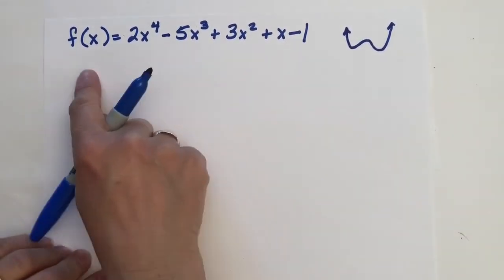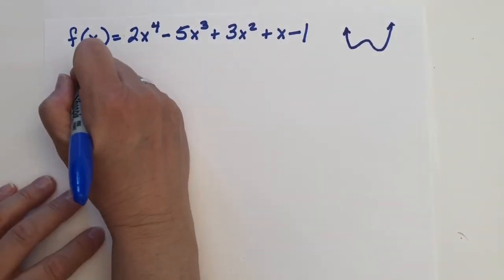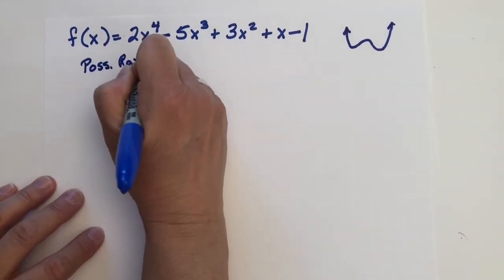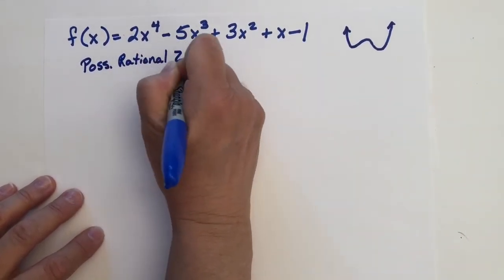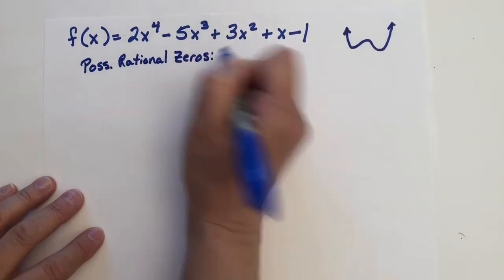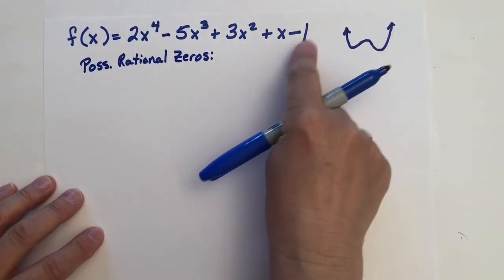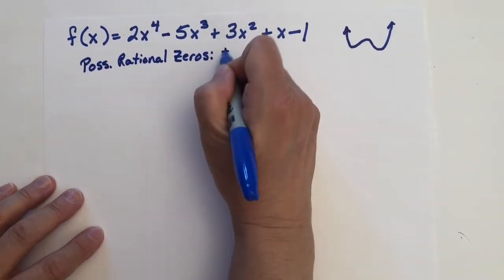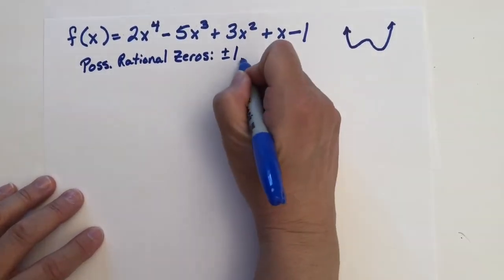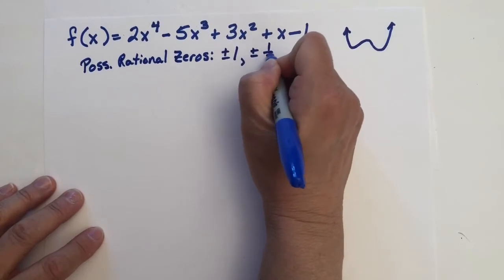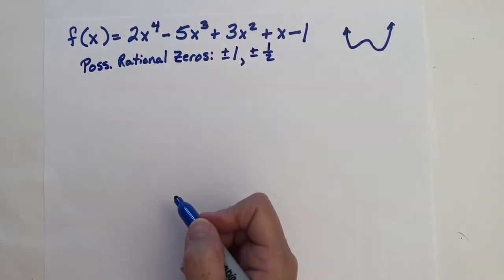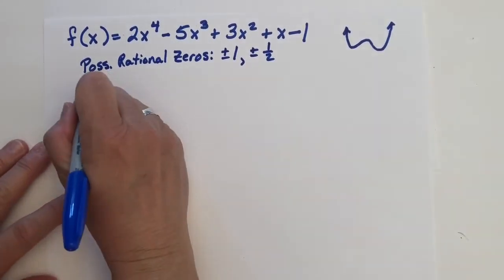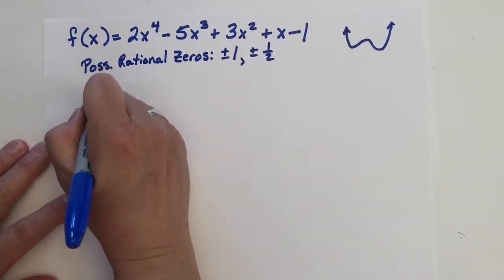I'm going to start with the rational zeros theorem and write in my possible rational zeros. And they are factors of 1 over factors of 2. So plus or minus 1 over 1 or plus or minus 1 over 2. Those are our possible rational zeros. So I'm going to start with the easiest one to test. I'm going to start with 1.